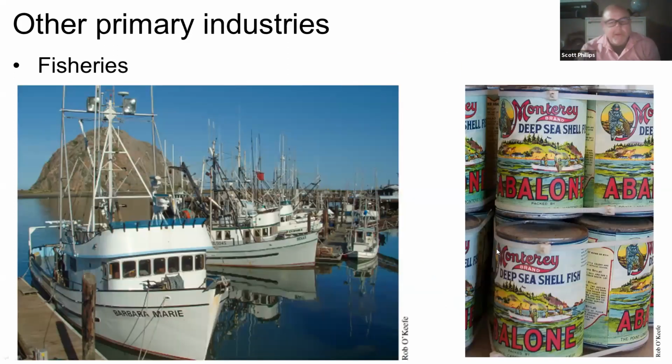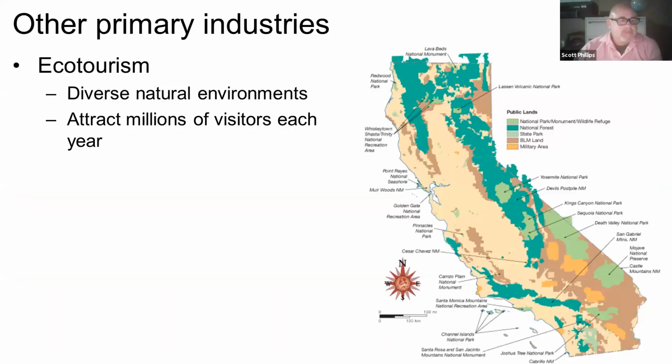Fisheries is another. There are some products like abalone, where California is the main harvester of certain types of fish. There is salmon and other fishing resources as well. And even recreational fishing can be included in this. Ecotourism, which is both service and also primary, because it involves things from nature, and millions of people come each year to California to visit our public lands, places like Yosemite National Park and other places.